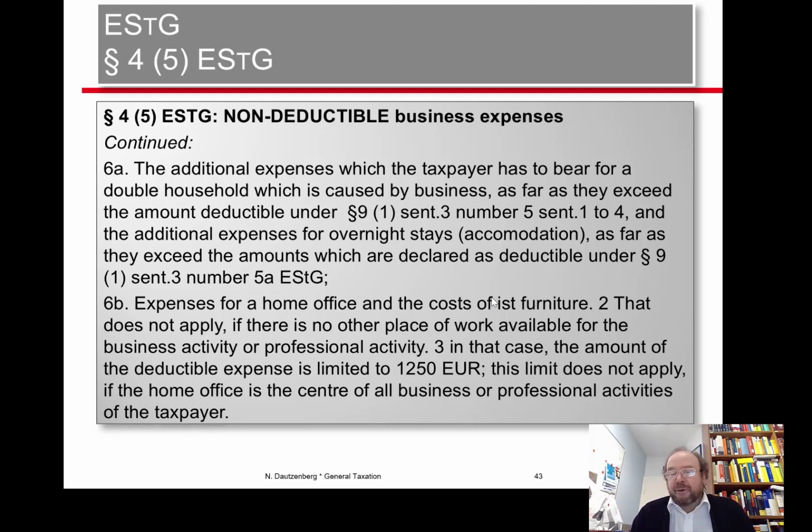The expense for home office and the cost of its furniture are non-deductible because otherwise everybody in Germany would design a part of his private home as a working place, as a home office, and try to deduct the rent costs of these square meters, the furniture costs and everything else for that as business expense or as income related expense if you were only an employee.